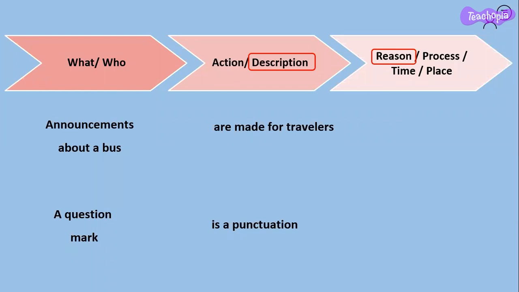So first is, what are we talking about? Announcements about a bus. The description that we're talking about is, it is made for travelers. So announcements about a bus are made for travelers. Can we add a reason or information about reason to it? The next statement is, a question mark is a punctuation mark, and we can add information about reason to it.